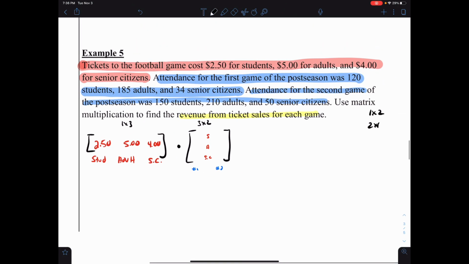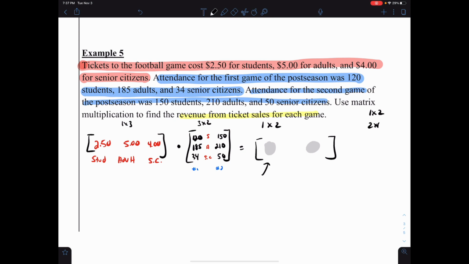So for game number 1, there was 120 students, 185 adults, and 34 senior citizens. For game number 2, we list the students first, the adults second, and the senior citizens last. Again, because that's the order. And then we know our matrix at the end, our answer, is going to be a 1 by 2, right? Because of those outside dimensions. And just to help us organize our thoughts, I have this nice little fancy highlighter. A 1 by 2 means it's 1 deep and 2 wide. So then recall, and feel free to pause the video and just get the answer on your own. But we can think about what do we need, and we'll find that piece of information, right?